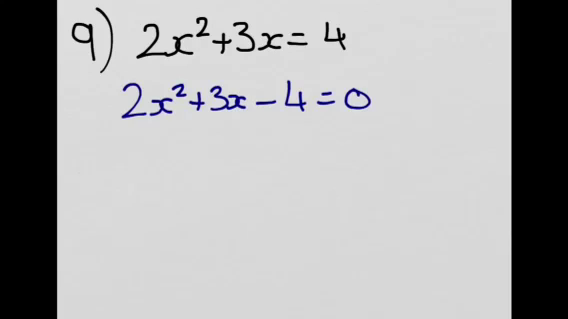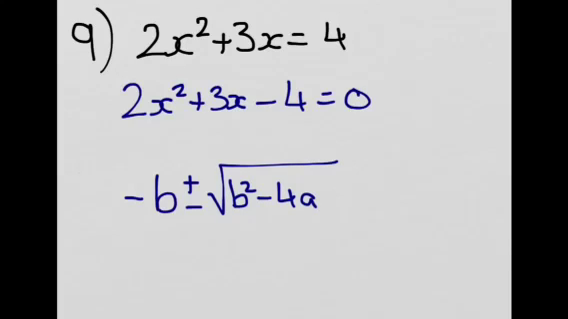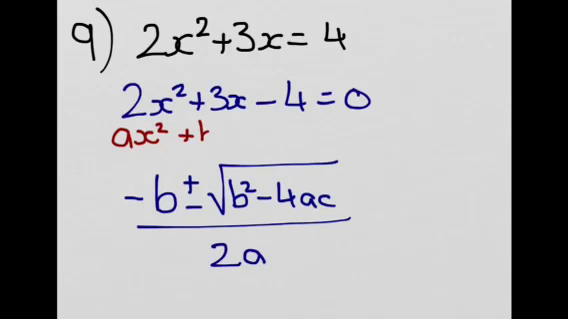Now we're going to need to use the quadratic formula here, which is minus b plus or minus the square root of b squared minus 4ac all over 2a. And you'll get your values of a, b and c from the equation above, as quadratics are written in the form ax squared plus bx plus c is equal to 0. So you can get your values of a, b and c from there, and then plug them into your formula.